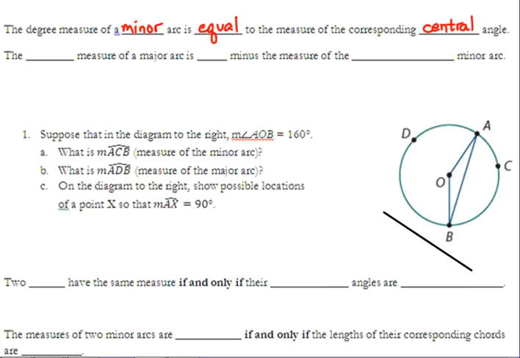The degree measure of a major arc is, what do you think goes in that blank? We're talking about the entire circle. How many degrees? 360. There's 360 degrees in an entire circle. So if we know the minor arc, then 360 degrees minus the measure of the corresponding minor arc will give you the measure of the major arc.